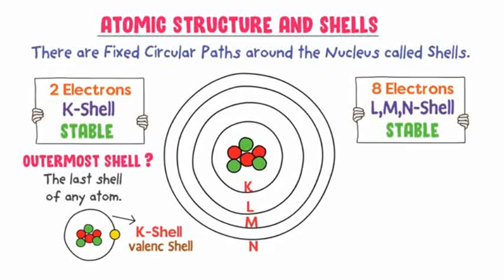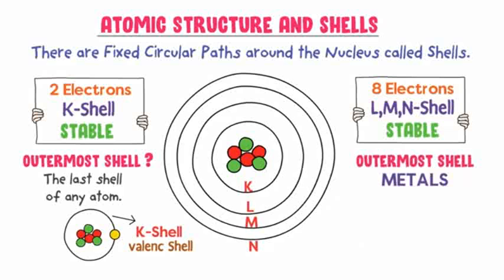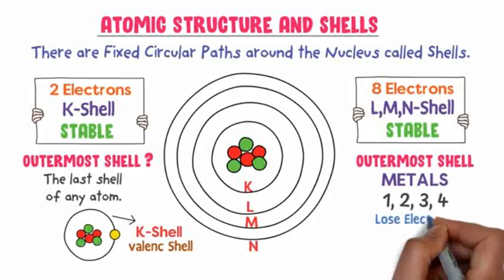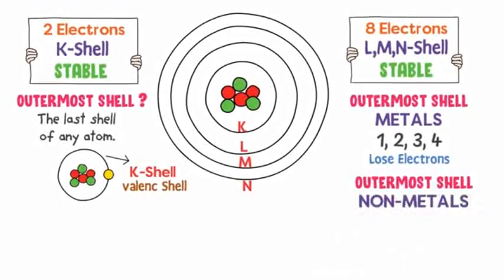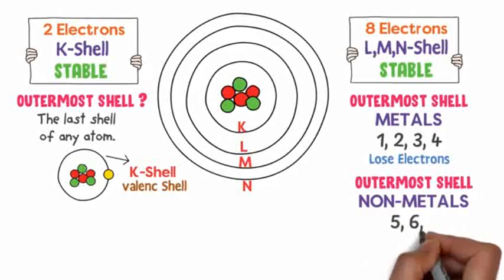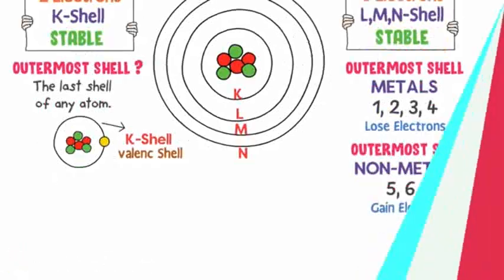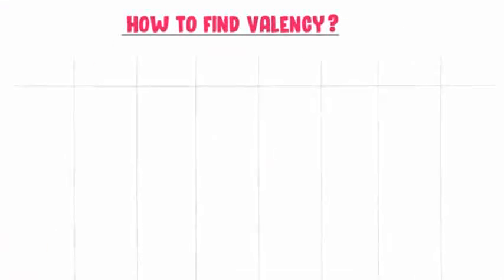Also you should note it down that in the outermost shell of metals, there is either 1, 2, 3 or 4 electrons. And metals lose electrons. While in the outermost shell of non-metals, there are 5, 6 or 7 electrons and non-metals gain electrons. Now how to find valency of an element or atom?